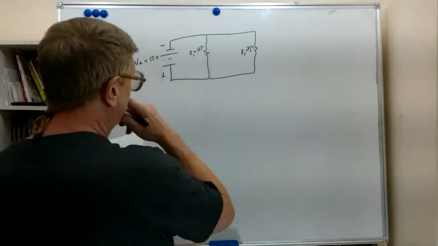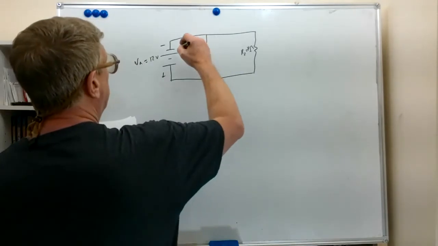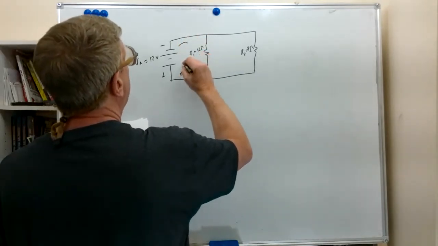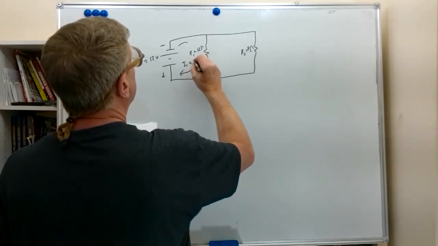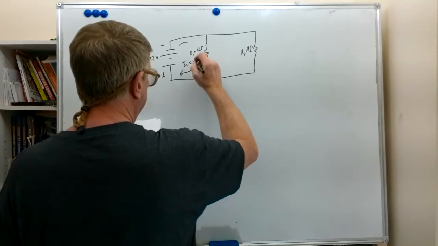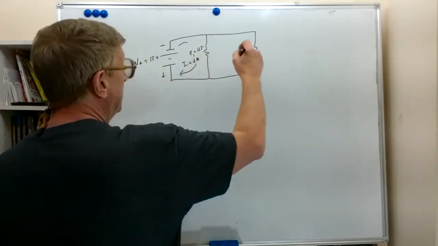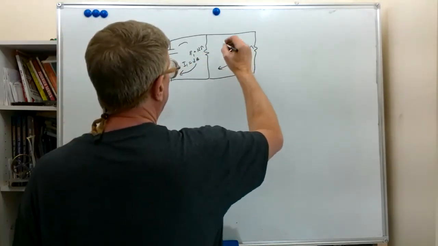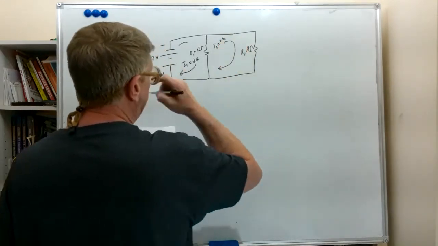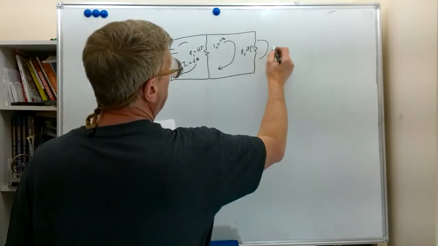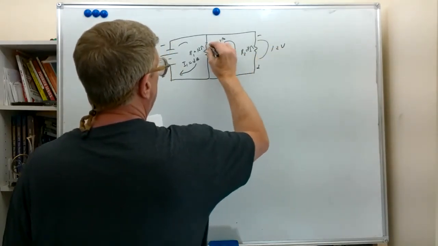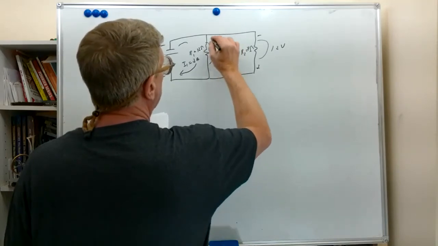If we do the same calculation, we end up with our I1 equal to 1 amp. And here we have I2 equal to 3 amps. And again, our 12 volts appears here, and our 12 volts here.